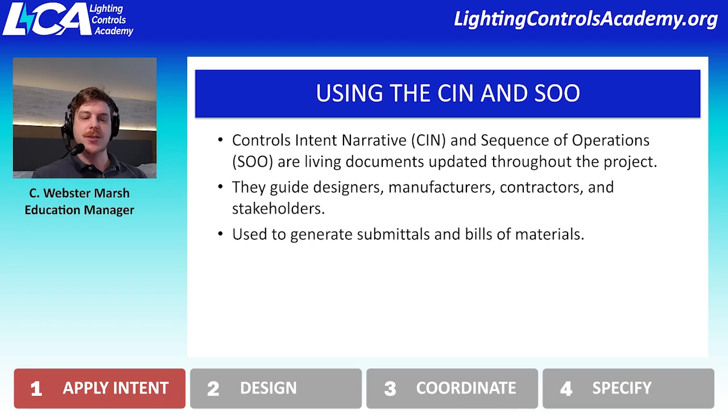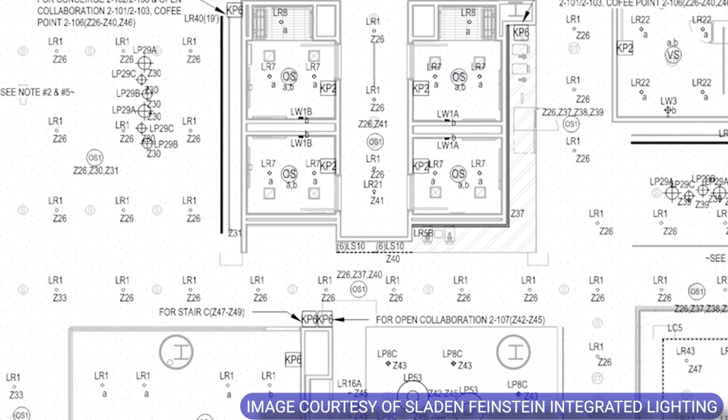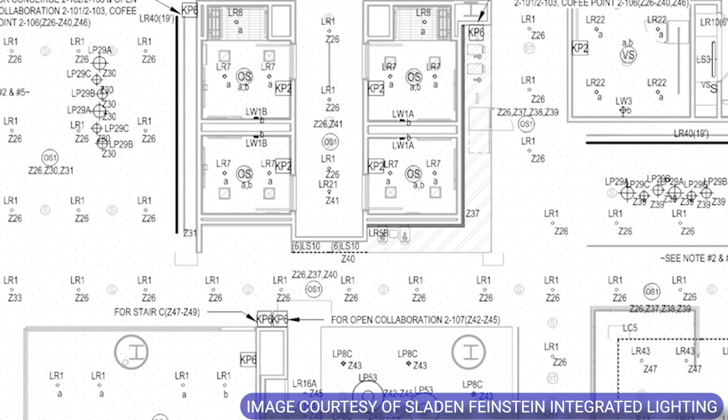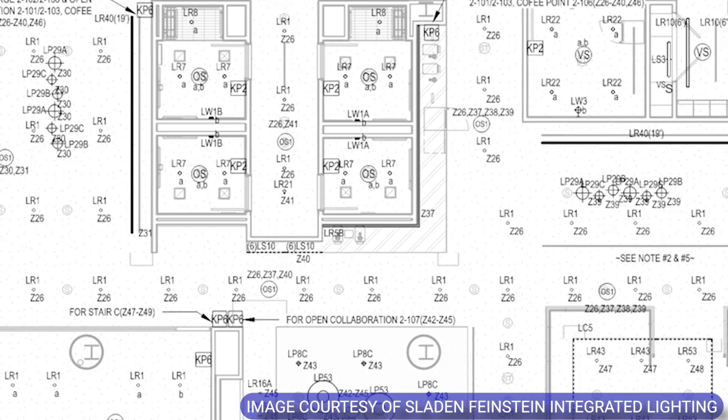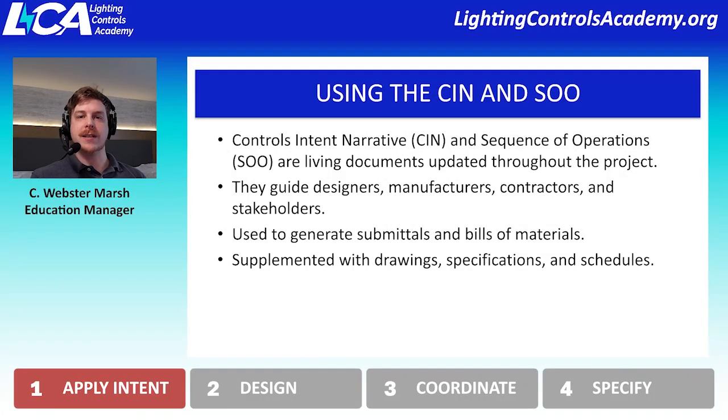They're also used to generate the submittals and bill of materials, which are documents used during construction administration, which we'll cover in part 3. They're also supplemented by other documents such as the drawings, specifications, and schedules that are created throughout the life of the project, and a lot of these documents will actually refer back to the sequence of operations, for example, because the sequence of operations will have much more detailed information that can't necessarily be shown in a device layout or in a schedule. So these work hand in hand with each other to be able to provide a complete documentation process.